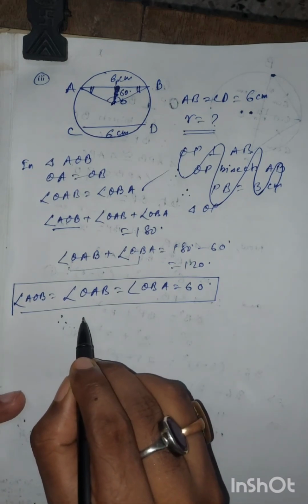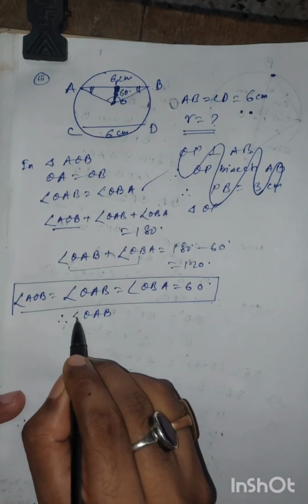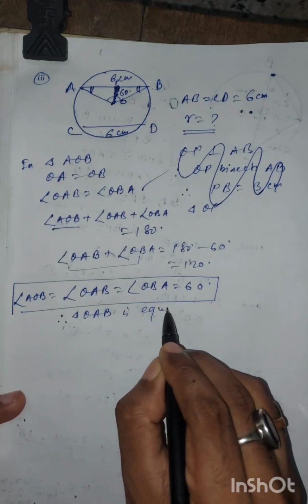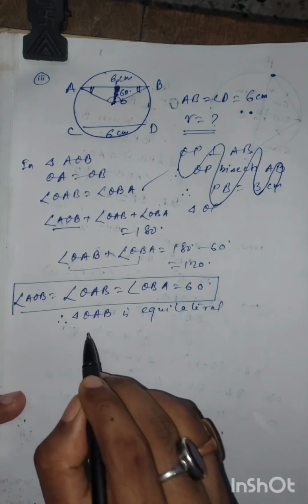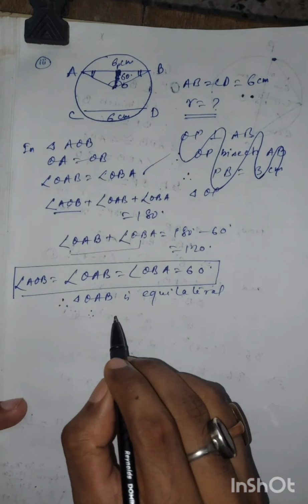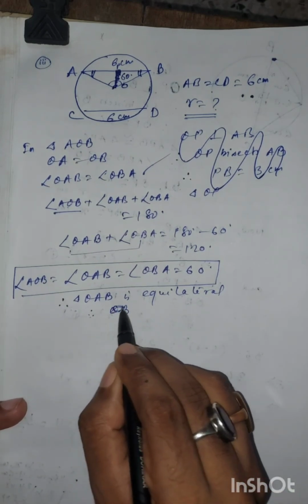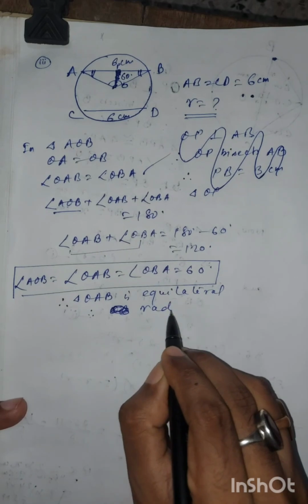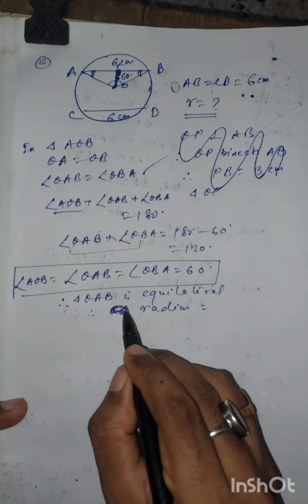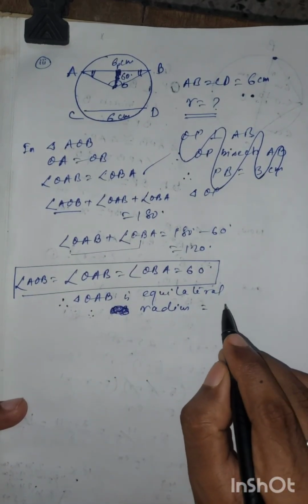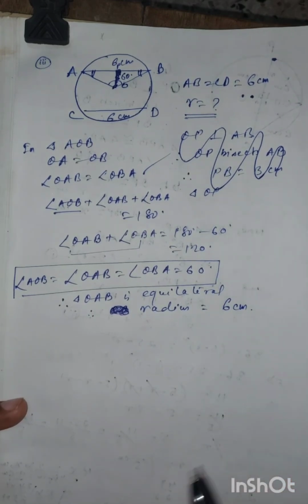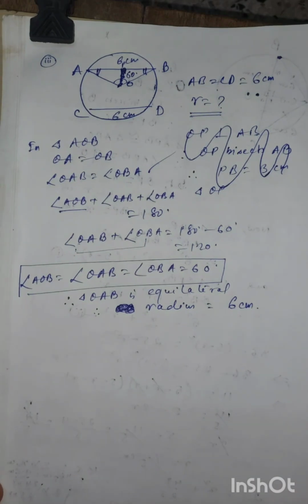Therefore triangle OAB is equilateral. Therefore we can say OB, that means the radius, is also 6 centimeter. I hope this thing is clear to you. Now let us proceed to the next question.